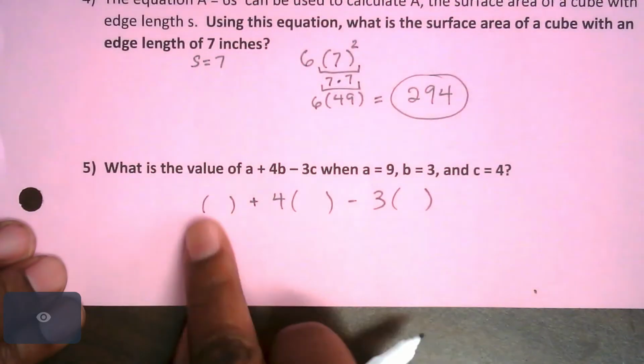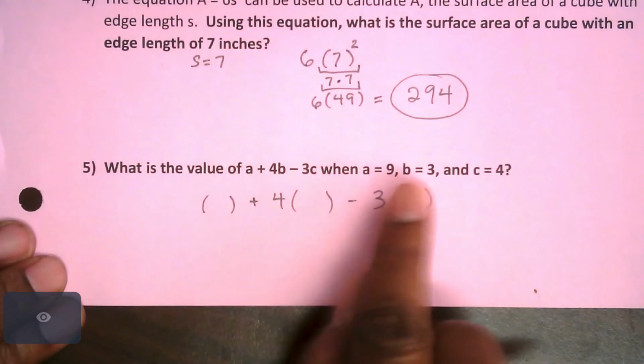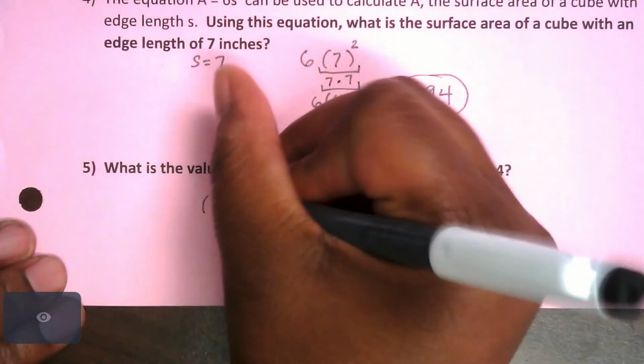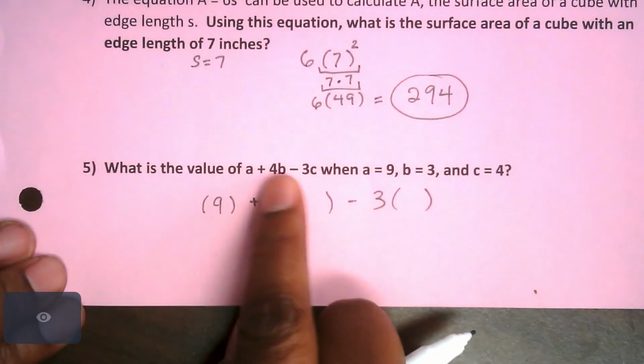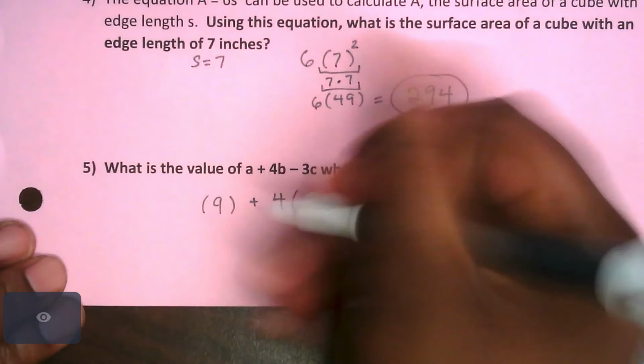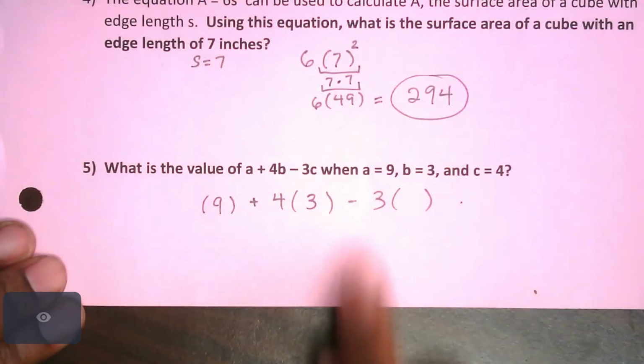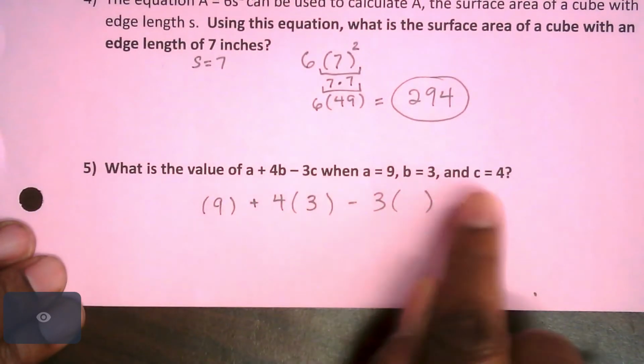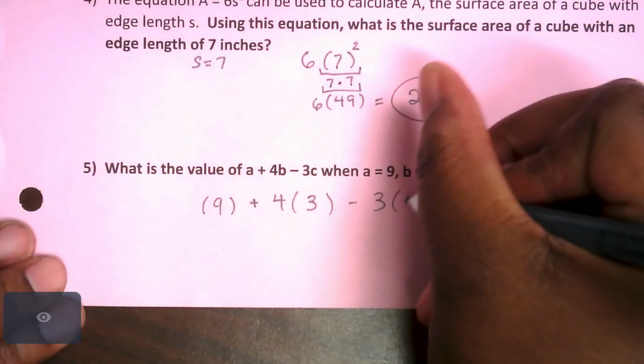All right, so now that first parking space is for A, and it says A equals 9, so I'm putting a 9 there. Next, 4 times B. What is B? B equals 3, so I'm putting a 3 there. Next is 3 times C. What does C equal? 4, so I'm putting my 4 in there.